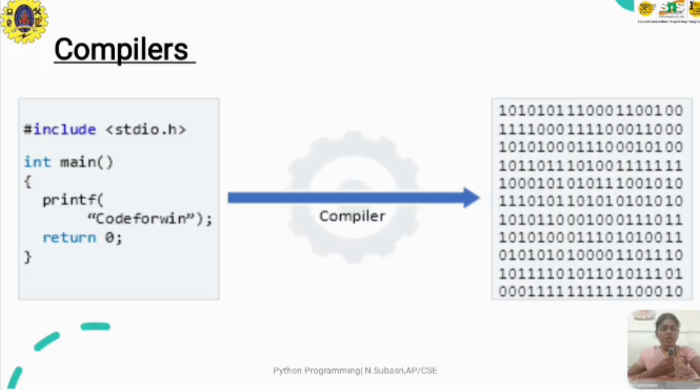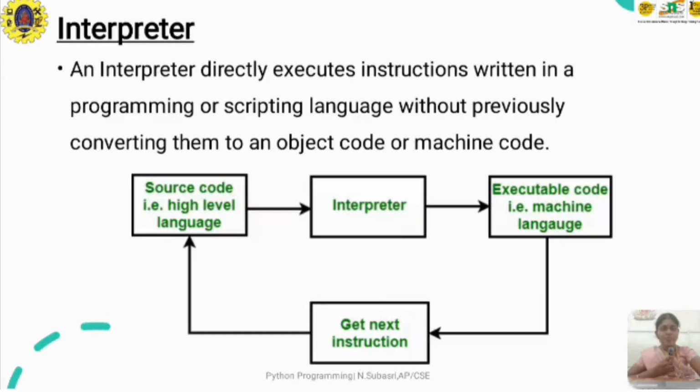Here we have given an example. If you give a programming code inside the compiler, just with the print statement, we're going to print the particular word "code for win". Once it is given to the compiler, it is automatically converted into the machine readable language, that is your binary code, zeros and ones. So we have seen what a compiler is.